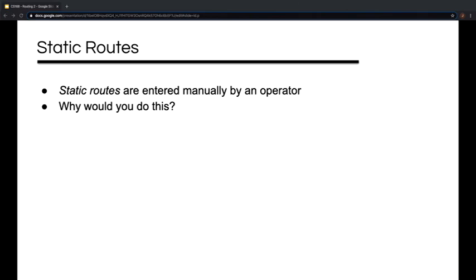Yeah. Maybe there's a route that's likely to stay up for a long time, and you don't need to have some dynamic protocol to figure it out. Sure.